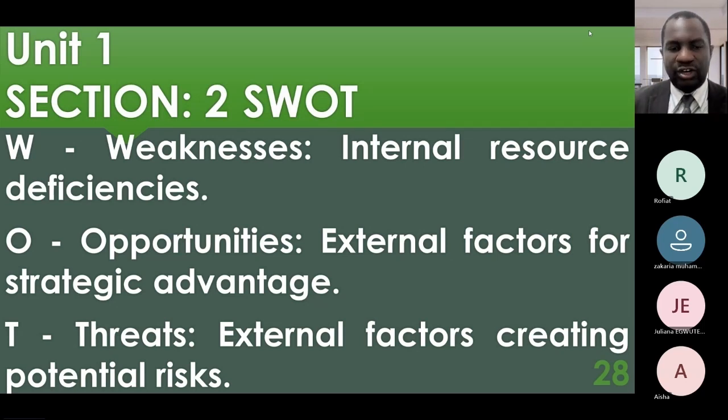So for the opportunities and threats, they also speak to the external environment. It's just that the PESTEL did not capture opportunities or threats. It captures mostly problems or issues. So opportunities look at external factors for strategic advantage. So external factors, you are looking at competition, for example. Then threats are new entrants or new companies coming into the business.